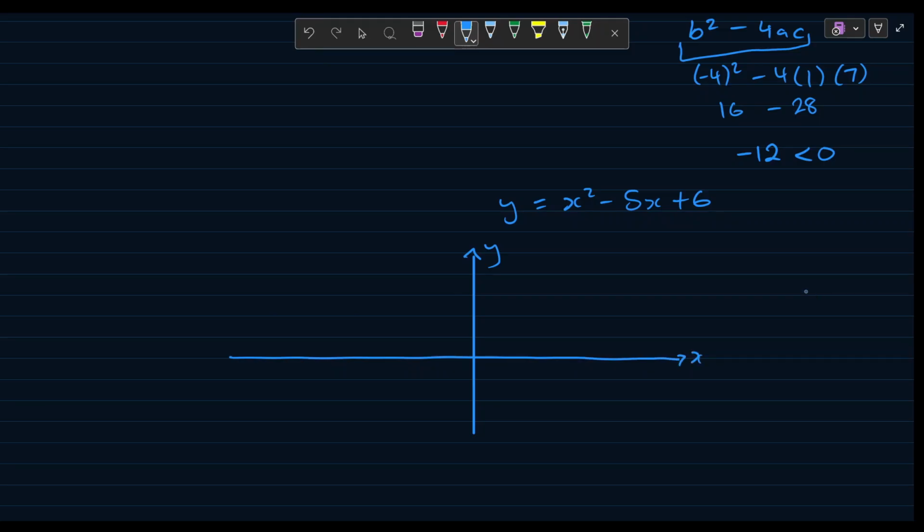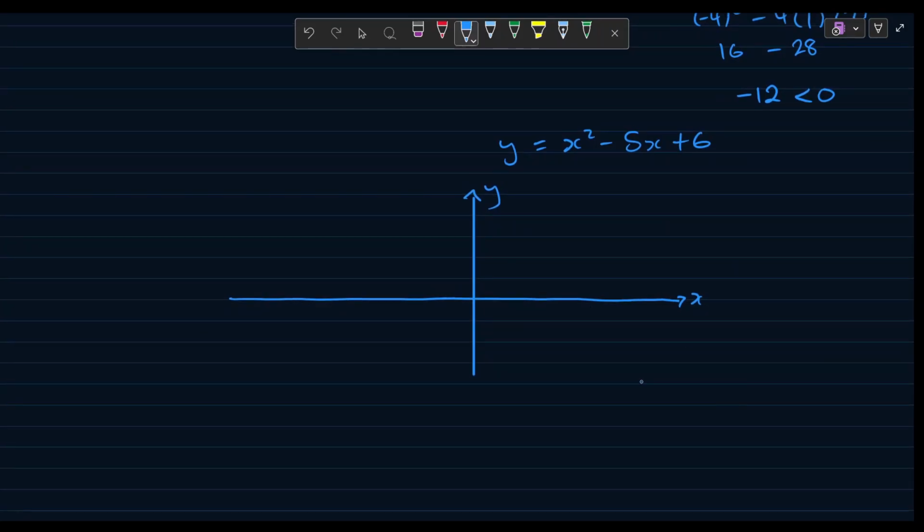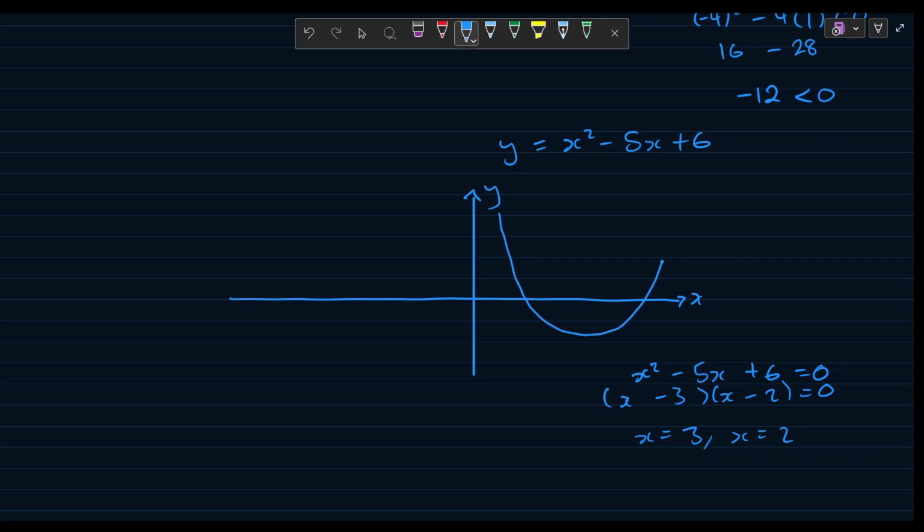So let's say we were solving x squared minus 5x plus 6 is equal to 0. And this we can factorize by inspection. That's going to be x minus 2, x minus 3. So you get that x is 2 and x is 3. Okay. So let's say our curve looks something like this. This here will be x is 2, this is x is 3. Ignore the scale for now, that's not the point.